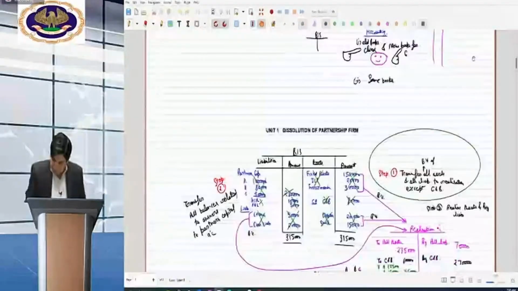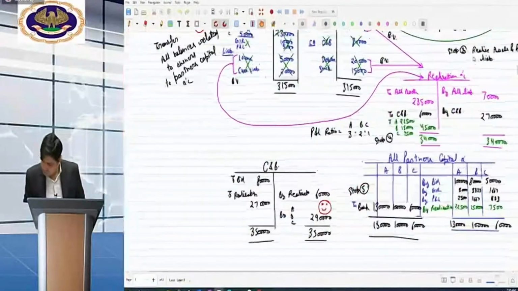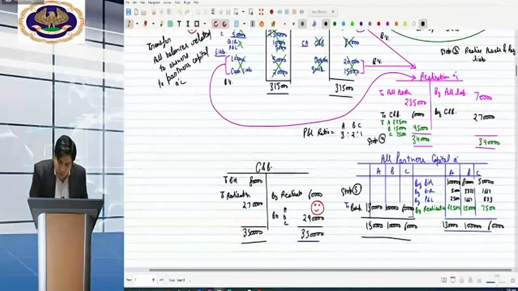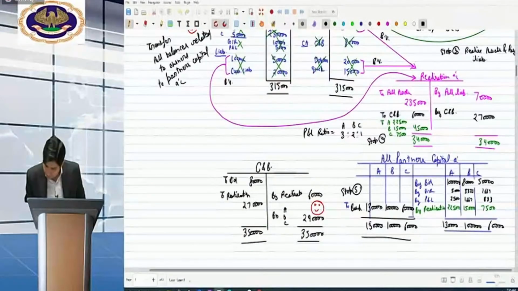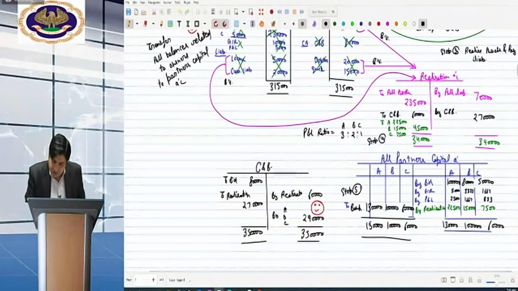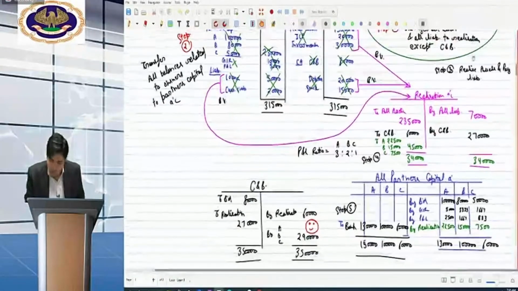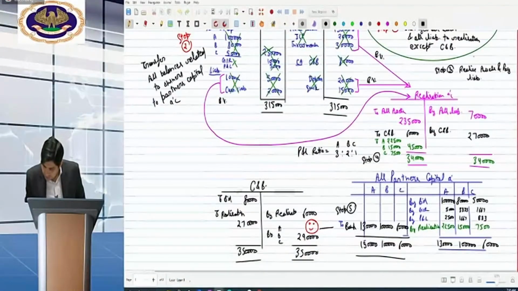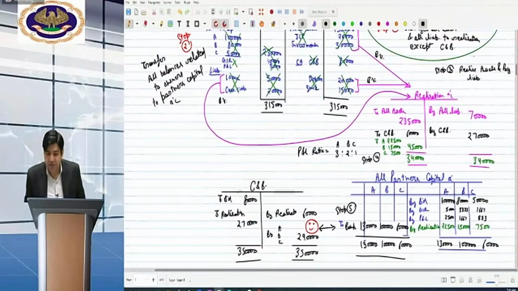Both of these amounts will be equal. Whatever the profit or loss was there, both of these will be equal. This is the main concept. This account will automatically tally, cash and bank.